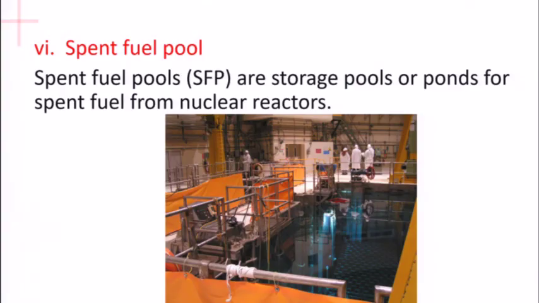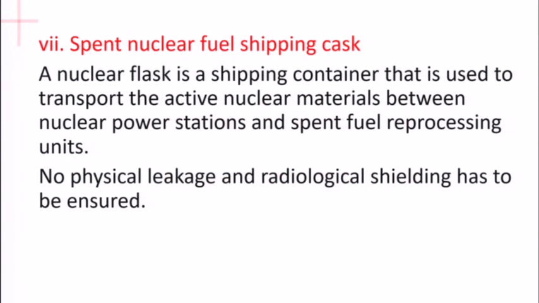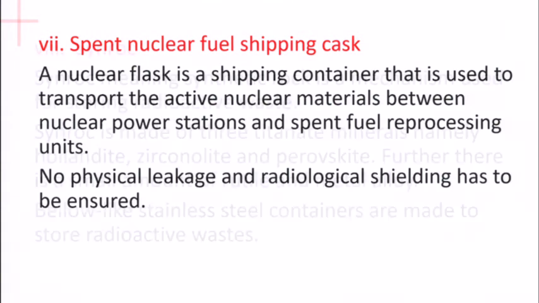Next, coming to spent fuel pools. They are storage pools or ponds for spent fuel from nuclear reactors. Spent nuclear fuel shipping cask. A nuclear flask is a shipping container that is used to transport the spent nuclear fuel between the nuclear power station and the spent fuel reprocessing unit. No physical leakage should occur, and radiological shielding has to be ensured.